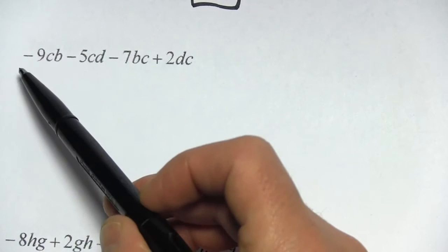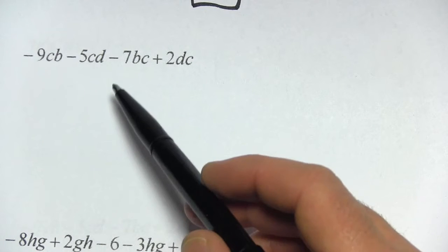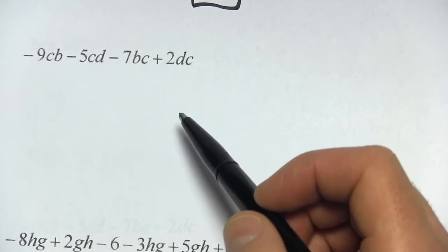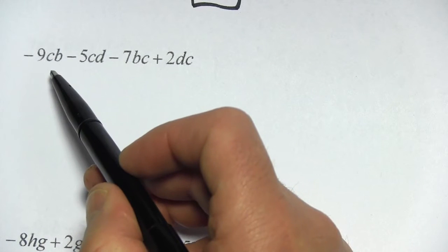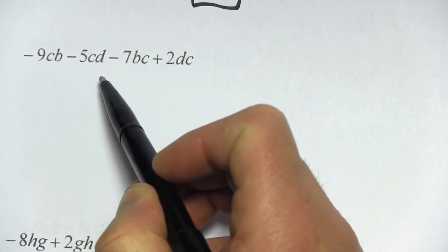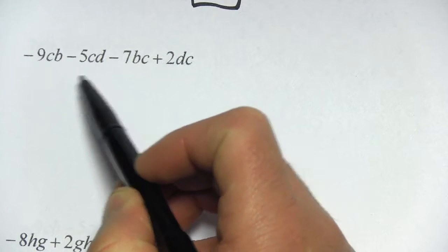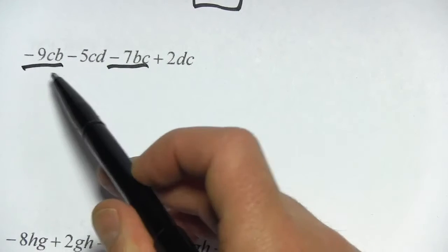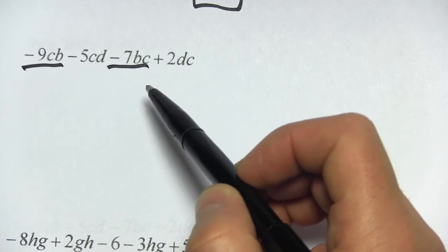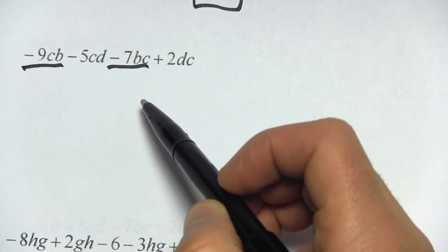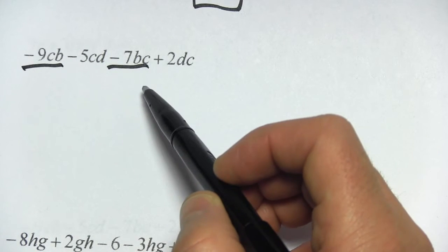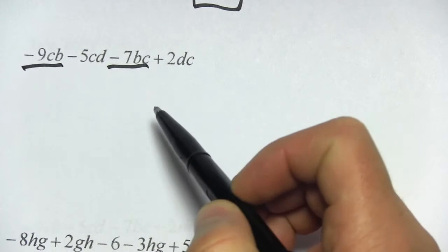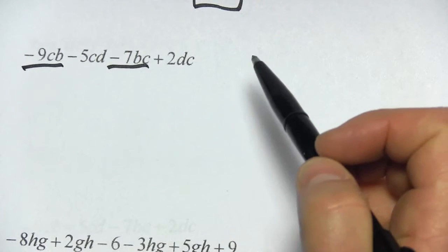So here we have negative 9cb minus 5cd minus 7bc plus 2dc. They're throwing an extra trick in on this one. cb is a term. It's not the same as cd, right? Because this one's got a d and that one's got a b. However, this one and this one, cb and bc, they're like terms. As long as the letters are the same, it doesn't matter what order they're multiplied in. So cb is the same as bc, and when we add this together, we'll probably write it as bc, just because we usually go in alphabetical order.